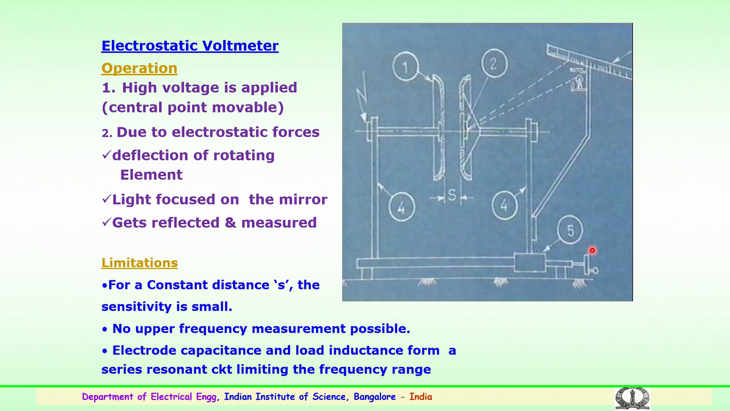So, this has some limitations. The limitations are, for a constant distance, say distance being S here, the sensitivity could be very small, and no upper frequency measurements are possible here. That is a point to be considered. The third being the electrode capacitance, the electrodes which are used, and the load inductance form a series resonant circuit, limiting the frequency range. So, it could cause resonance in the circuit, and that limits the frequency range.